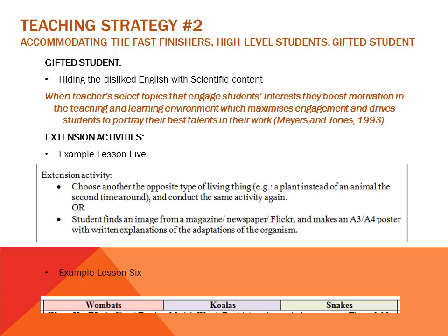The sequence offers extension activities for fast finishers in the group in Lesson 5, and the gifted student is accommodated by being placed in the higher literacy group in Lesson 6, where higher order thinking and more challenging worksheets are available.